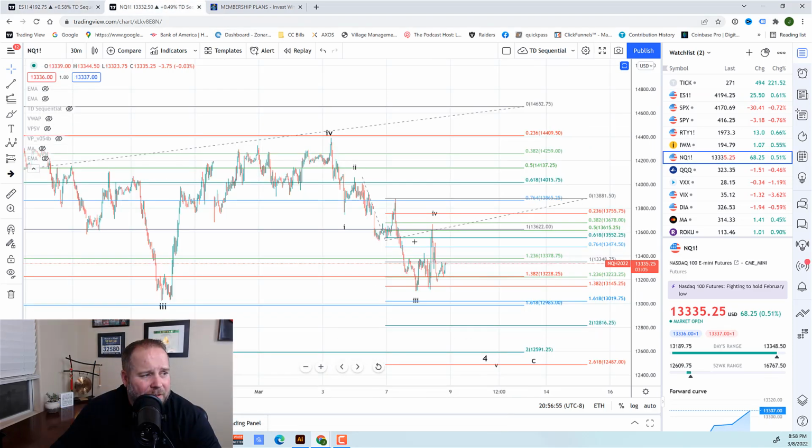On the Nasdaq, same thing. We're looking for a push lower to complete this wave 4, break these lows, and have a target of about 12,816 down to 12,591. All right, guys, that is the market update for today.